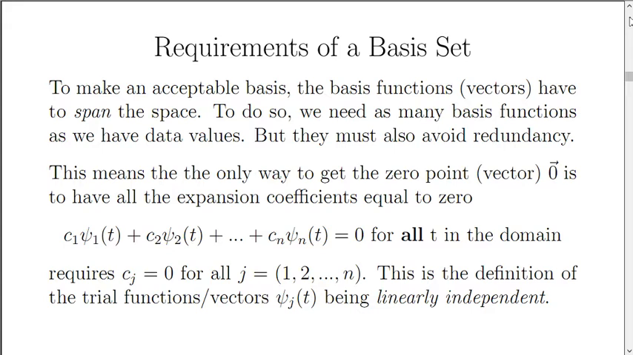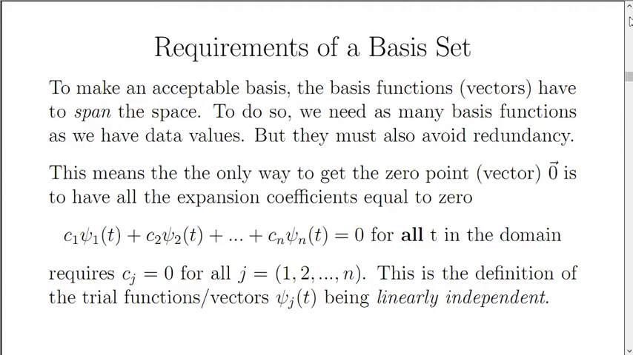To have an acceptable basis, the basis functions have to span the space. That means that any point in the space can be represented as a sum of coefficients times basis functions. And to do that, we're going to need at least as many basis functions as we have data values. But we also need to avoid redundancy, so in fact we need exactly as many basis functions as we have data values. Even if we have exactly the same number of basis functions as we have data values, we still have to avoid redundancy in our basis functions.